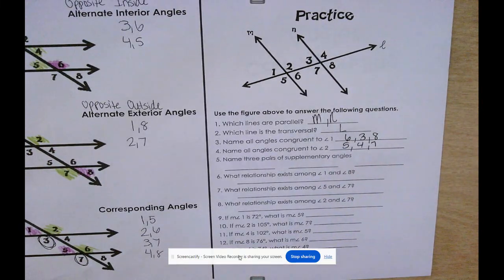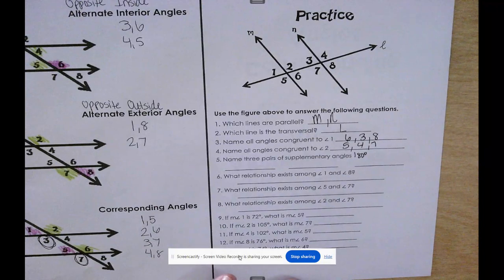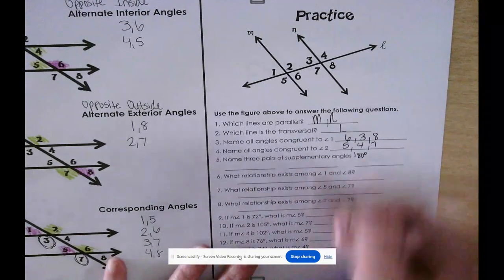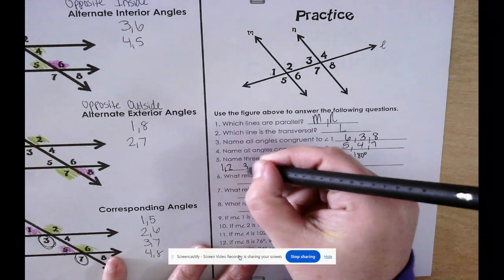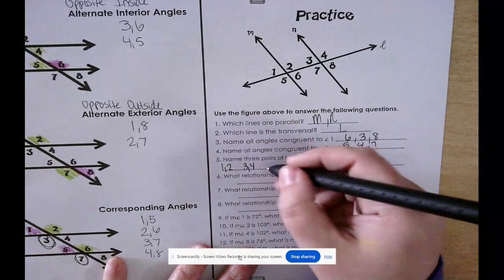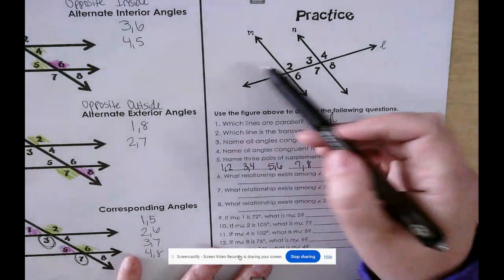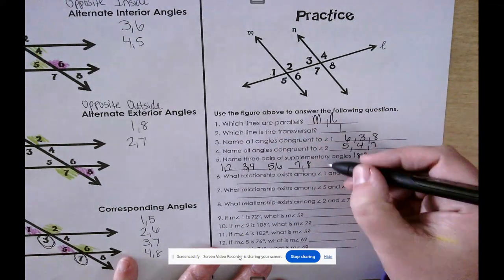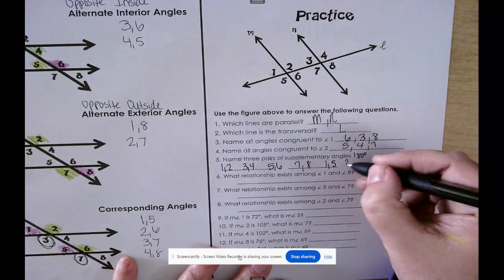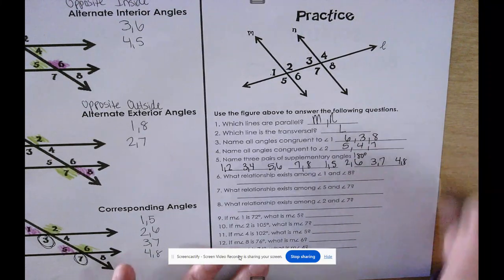Number 5, name 3 pairs of supplementary angles. Supplementary is 180 degrees. These angles are going to be side by side. It says to name 3, but we're going to name them all. So I have side by side angles: 1 and 2, 3 and 4, 5 and 6, 7 and 8. So I went side to side. Now we can go from top to bottom. So 1 is also supplementary with 5. We have 2 and 6, 3 and 7, and 4 and 8.